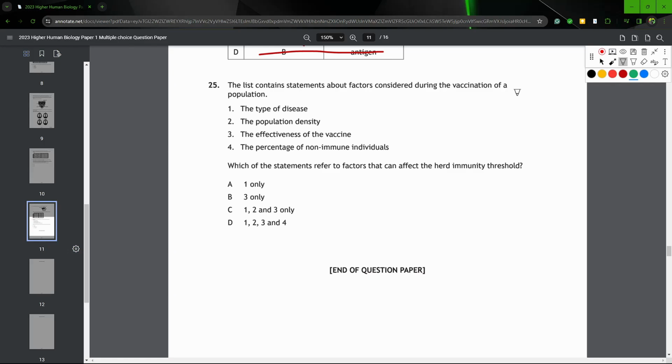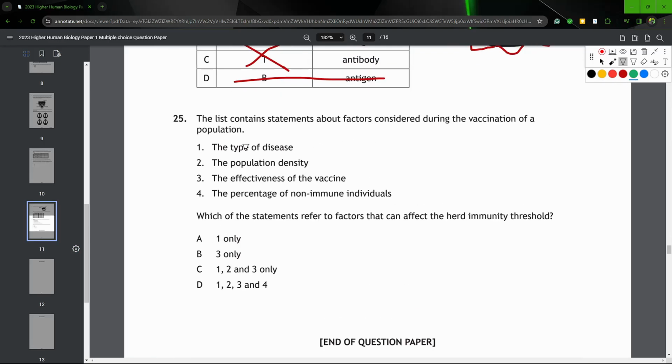25. The list contains statements about factors considered during the vaccination of a population: the type of disease, the population density, the effectiveness of the vaccine, and the percentage of non-immune individuals. Which of the statements refer to factors that can affect the herd immunity threshold? Let's go through all these. Can the type of disease affect the herd immunity threshold? Absolutely. It's usually the transmission of the disease, because if the disease is super transmissible, like COVID, which goes everywhere, you'll need to vaccinate more people.